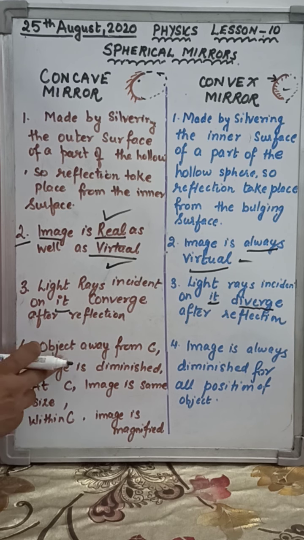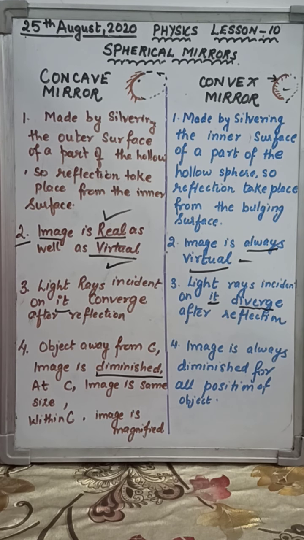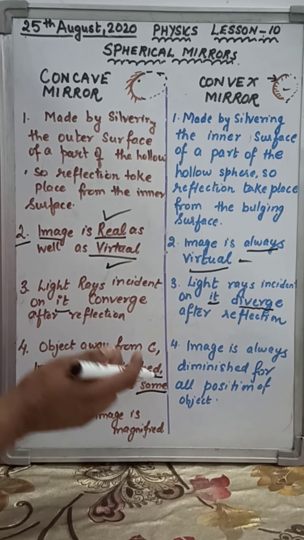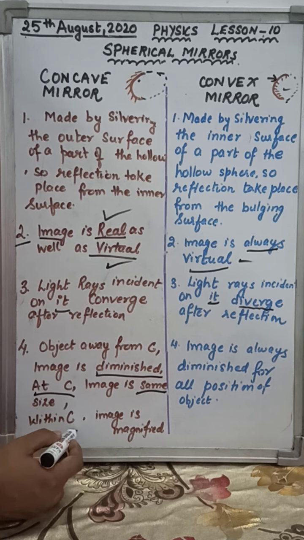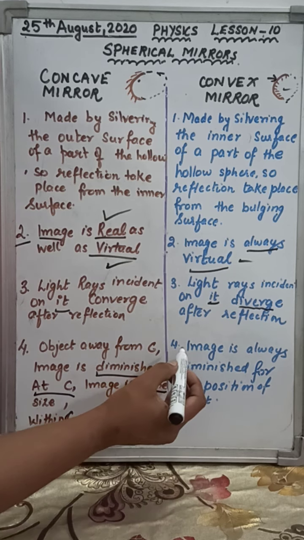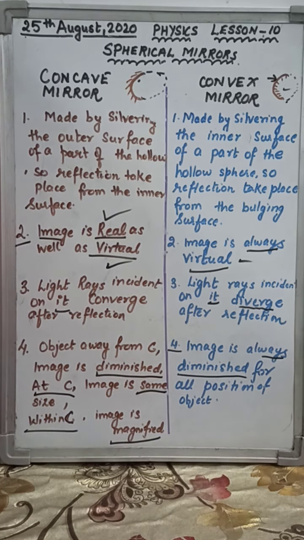Fourth point: the object away from C. C means center of curvature. If the object is beyond C, then the image will be diminished. Diminished means small in size. If the object is at the center of curvature, the image will be of the same size. But if the object is within the center of curvature, the image will be magnified. Magnified means bigger as compared to the size of the object. And in a convex mirror, the image is always diminished, smaller in size, for all positions of the object in front of a convex mirror.